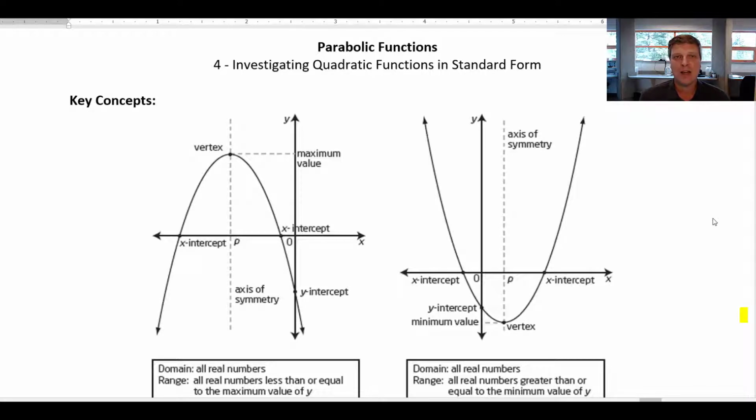All right, welcome back everybody. We're going to continue on learning about quadratic functions.